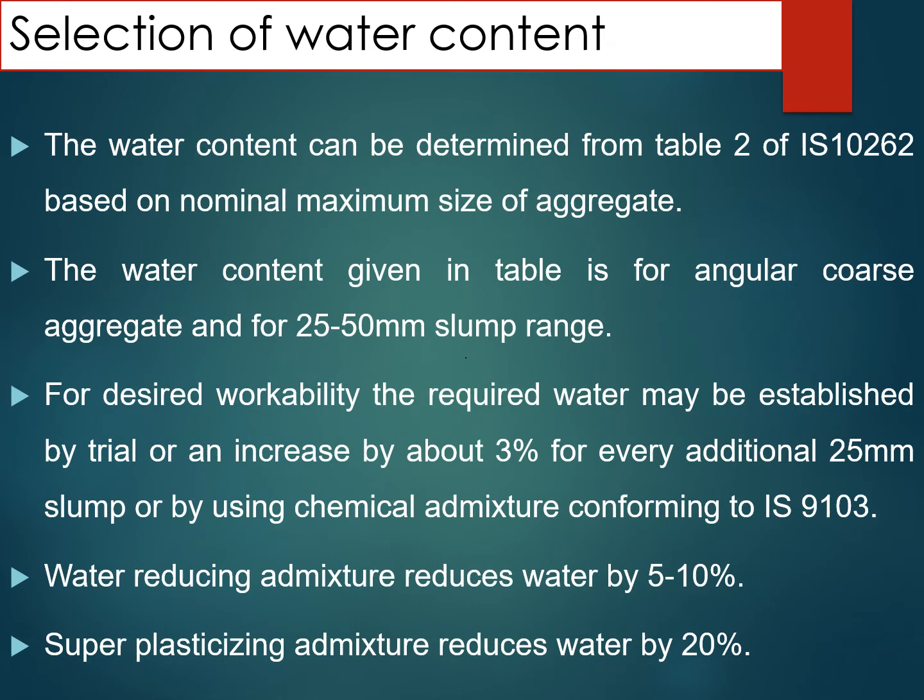Selection of water content. The water content can be determined from table 2 of IS 10262 based on the nominal maximum size of aggregate. The water content given in the table is for angular coarse aggregate and for a 25 to 50 mm slump range. For desired workability, the required water may be established by trial, or by an increase of about 3% for every additional 25 mm slump, or by using a chemical admixture conforming to IS 9103. Water reducing admixtures reduce the water by 5 to 10%. Superplasticizer admixtures reduce water by 20%.